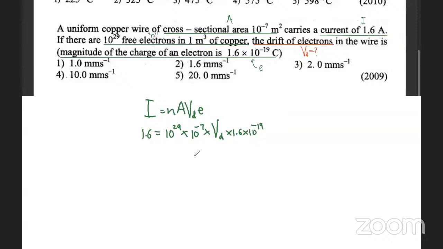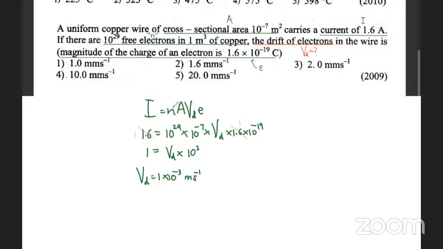Done. A lot of simplifications can be done. This 1.6 and 1.6 can be cancelled out. On the left side we have only 1, and on the right side Vd into 10 to the power 29 minus 7 minus 19, which is 10 to the power 3. So Vd is equal to 1 into 10 to the power minus 3 meters per second. That is the final answer.